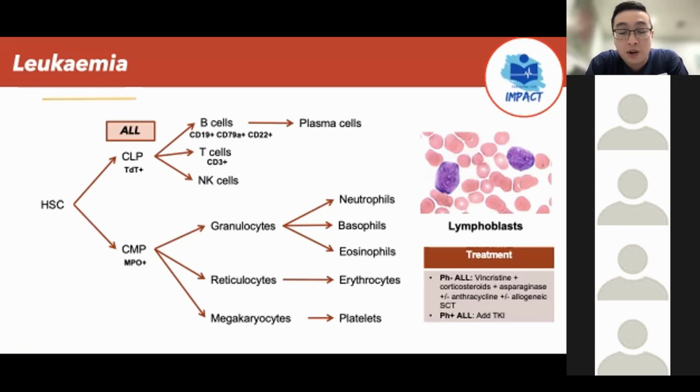So they'll present with anemia, which will result in things like fatigue, pallor, shortness of breath, dizziness, etc. They'll present with symptoms of neutropenia, which usually manifests as infections, or weird and wonderful infections, and also symptoms of thrombocytopenia as well. So easy bruising, bleeding, etc.